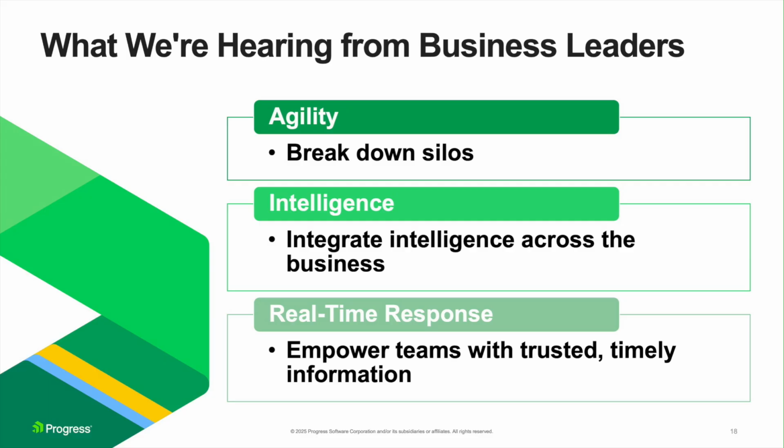Let's take a step back for a minute and talk about what today's business and IT leaders are really up against. First, agility. Markets are moving faster and faster, and so should your systems. That means breaking down data silos and connecting teams, processes, insights across the organization. Second is intelligence. It's not just about having data, it's about making it meaningful. Leaders need a way to integrate intelligence across the business so decisions are better and faster. And then third is real time response. Your teams need trusted, timely information at their fingertips so they can take action right when it counts.